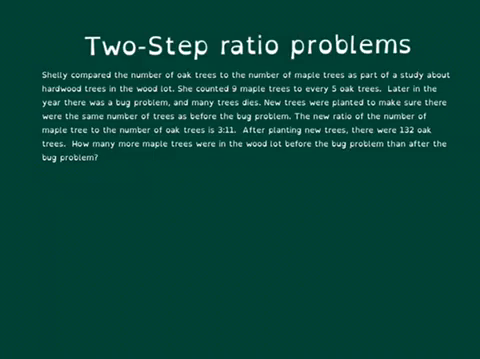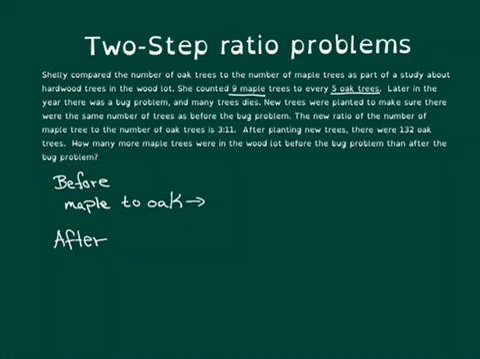The first thing that we need to realize is that there are 2 different times. So there are before the bug problem and after the bug problem. So before the bug problem, she counted 9 maple trees for every 5 oak trees. Now I'm not going to write down counted 9 maples to every 5 oaks. Instead, I'm going to write it as a ratio of maple to oak. And then that ratio is going to be 9 to 5.